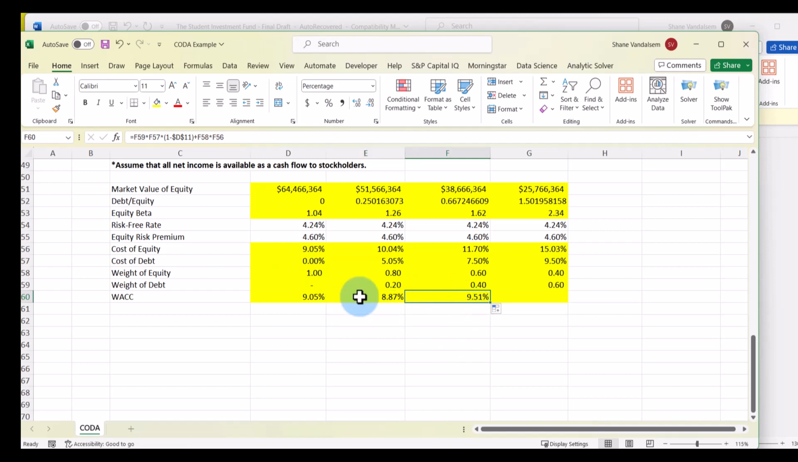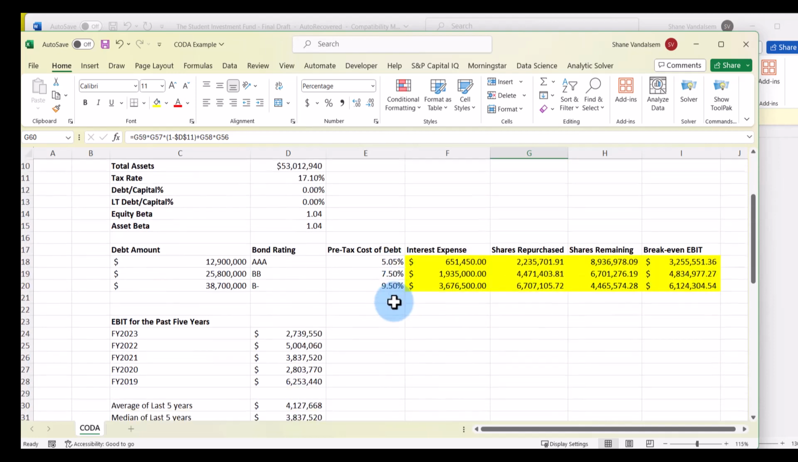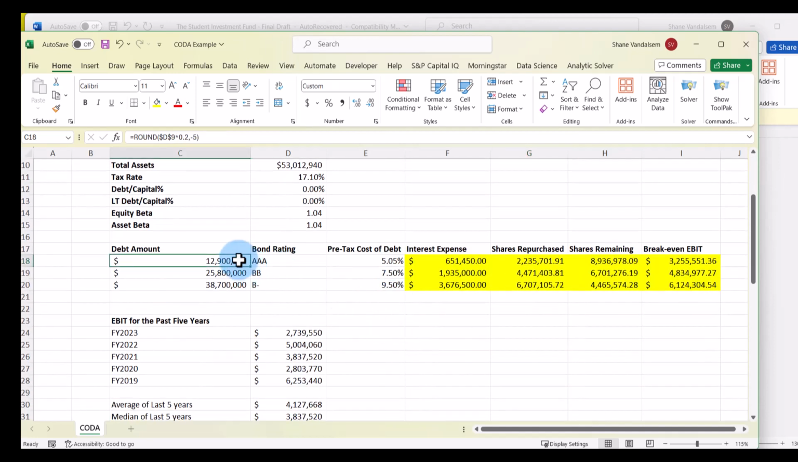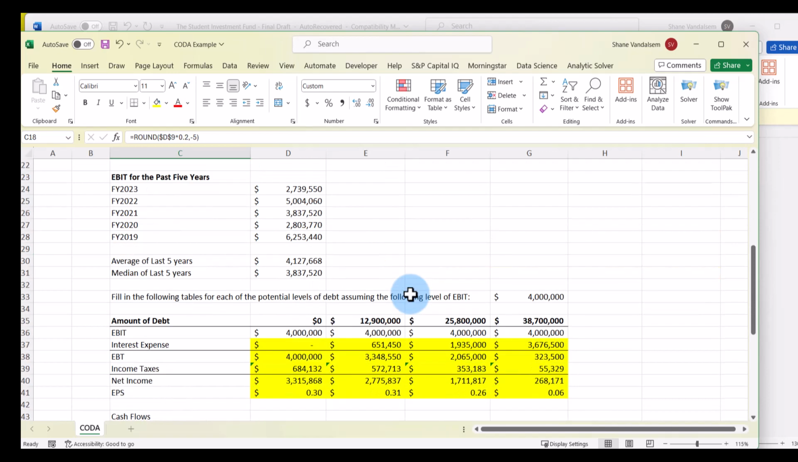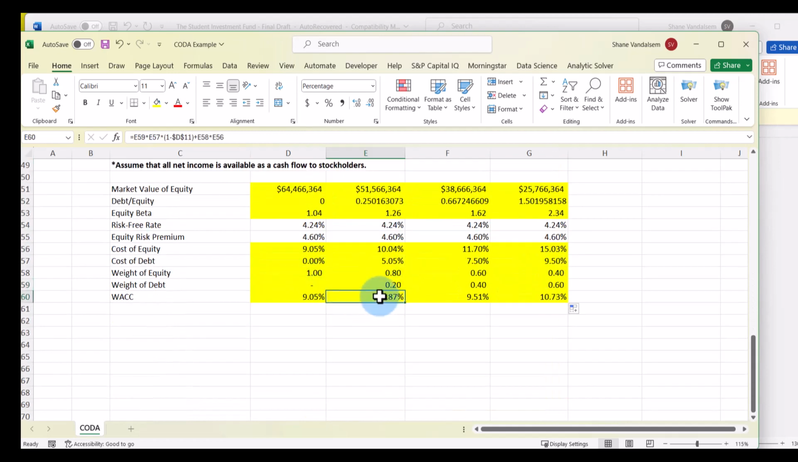Pull that over one more, and now we see the weighted average cost of capital increase again. And that's because the additional risk taking on that additional level of debt is increasing the cost of equity and cost of debt by enough to push the weighted average cost of capital higher. And then in our last case, it goes even higher. So based on the assumptions that we have here, the stockholders of CODA would benefit if the firm took on $12.9 million worth of debt to repurchase stock, because that would increase the earnings per share and it would decrease the weighted average cost of capital for the firm.